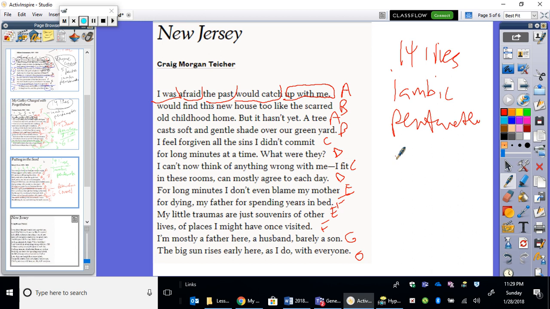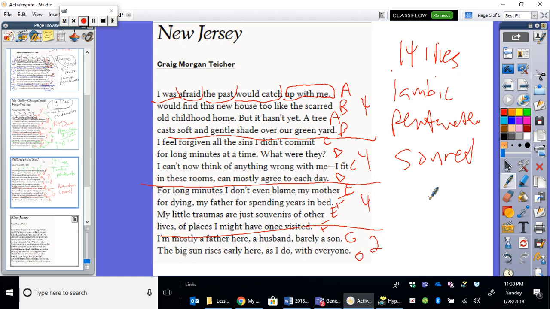Tight rhyme scheme, it is a sonnet. What kind of sonnet do we ask? Well, A, B, A, B, C, D, C, D, E, F, E, F, G, G. We have a quatrain, quatrain, quatrain, and a couplet. So this is a Shakespearean sonnet.